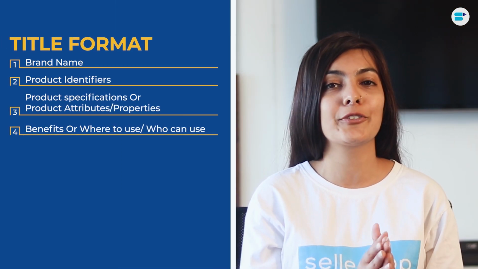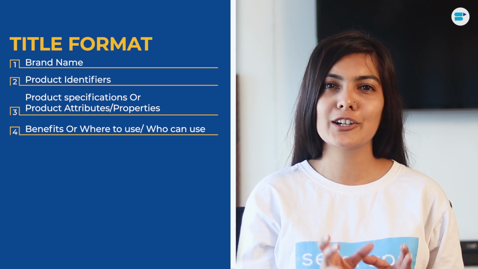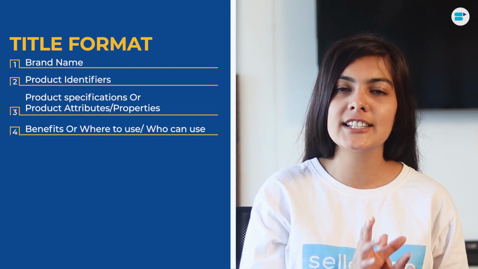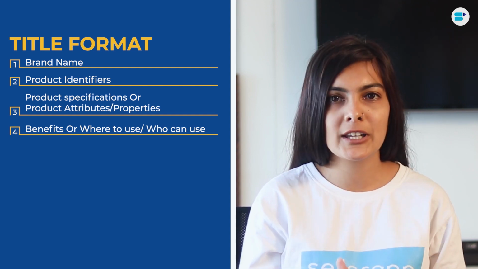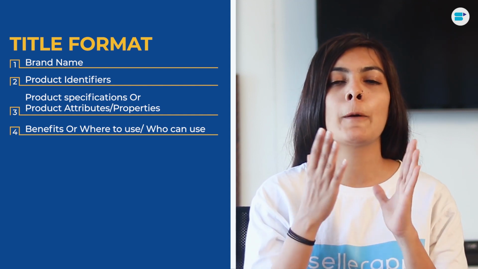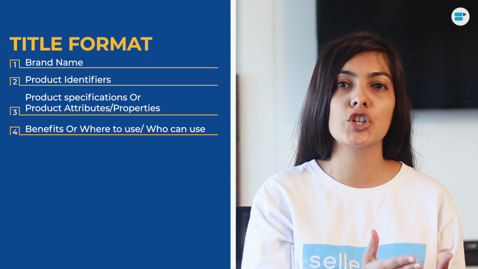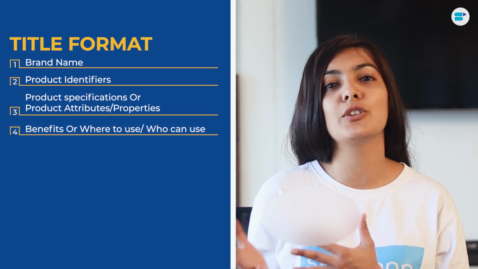As per Amazon guidelines, the brand name has to come at the beginning of the title. You can also include product identifier keywords and product specifications, benefits, and properties of the products. And you can also include what occasions it can be used in and who can use it. Let's take a look at a couple of examples.